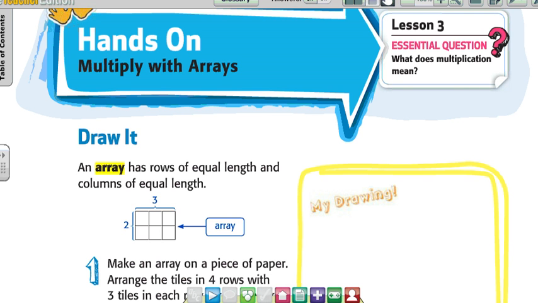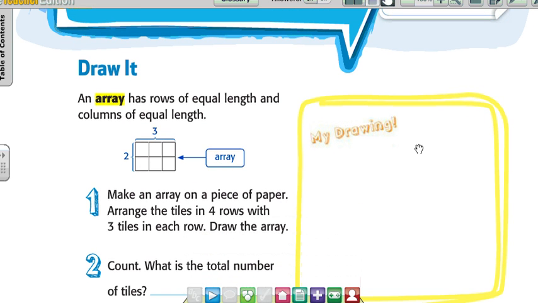Okay, this is chapter 4, lesson 3. It says hands-on. Okay, multiply with arrays. Okay, arrays. An array has rows of equal length and columns of equal length.